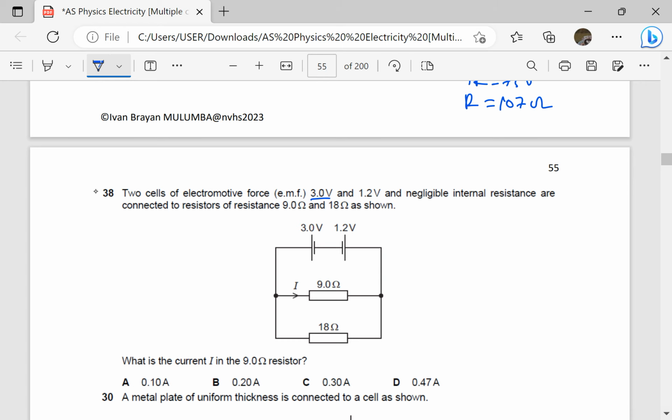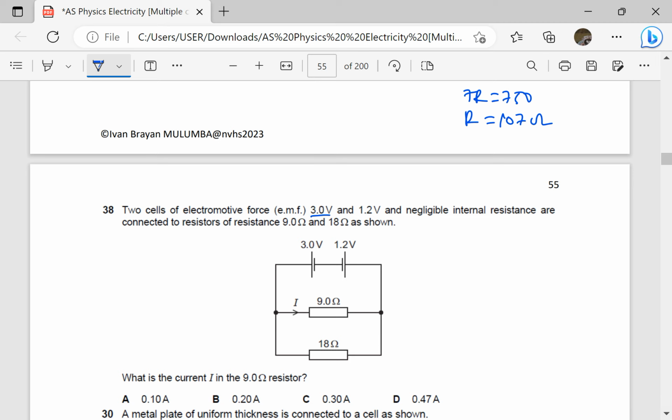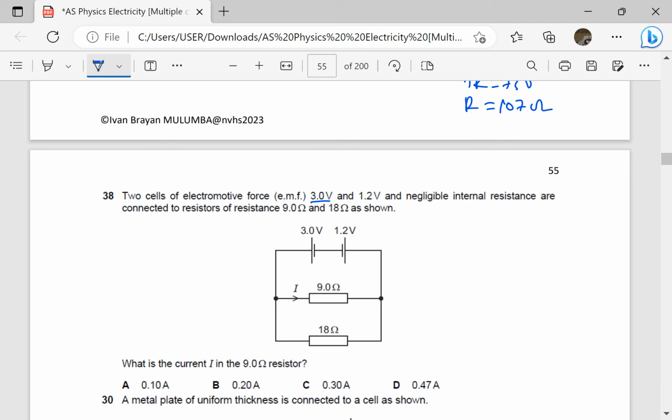So first of all, we can find the total EMF anyway. This is 3 volts and that is 1.2 volts. They are connected the other way around. That means the total EMF is going to be 3 minus 1.2, which is going to be 1.8 volts. So note that that EMF is the PD across each of these. To find the current, we shall get the PD, which is the EMF over the resistance, which will be 1.8 divided by 9. But I think this is 0.2.